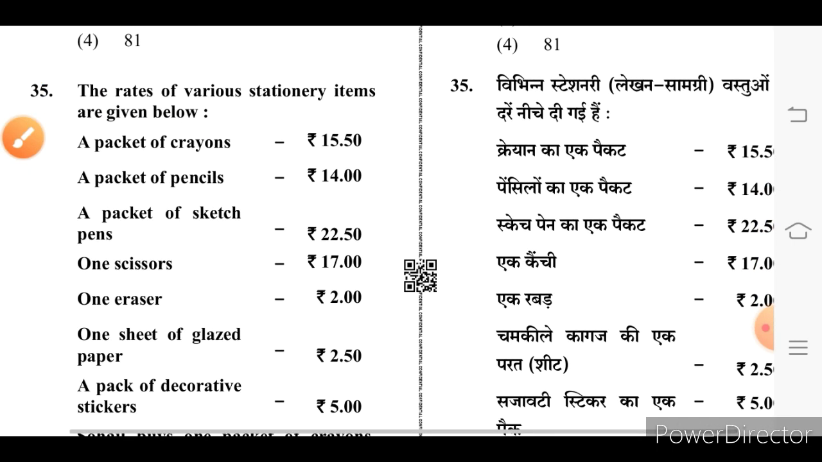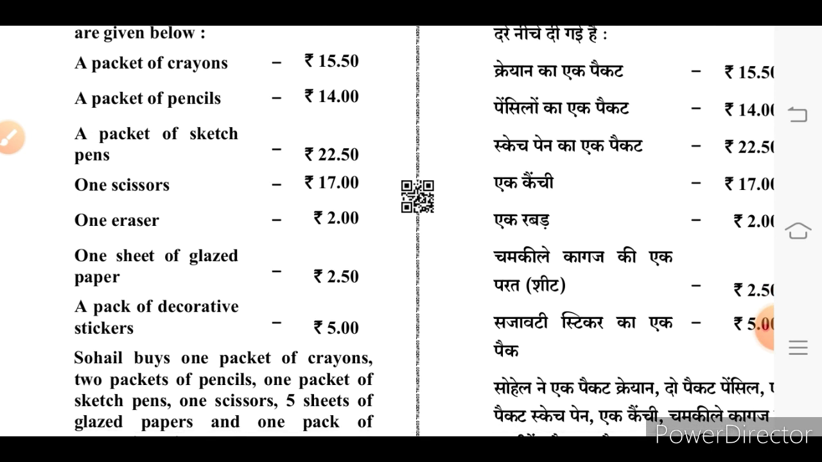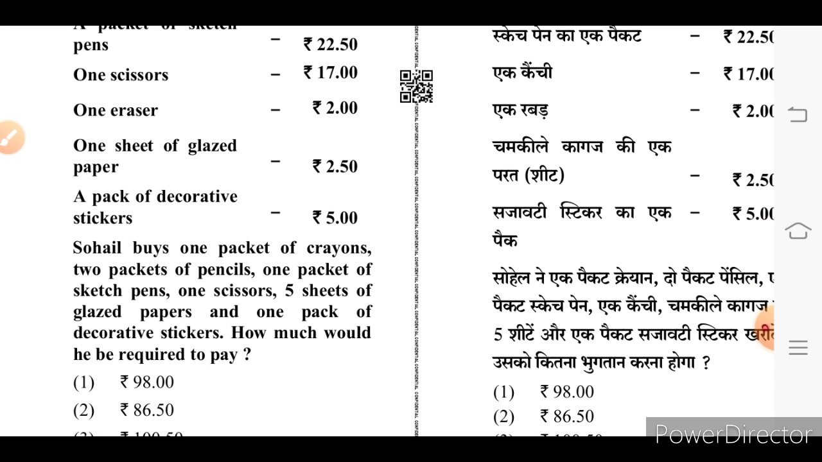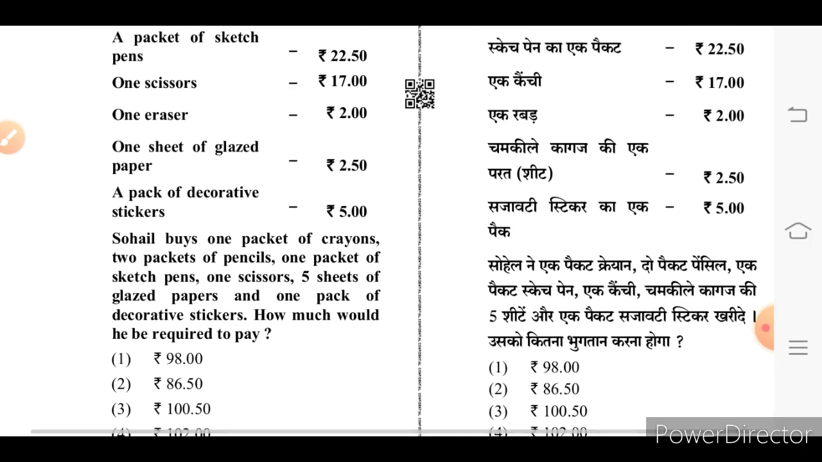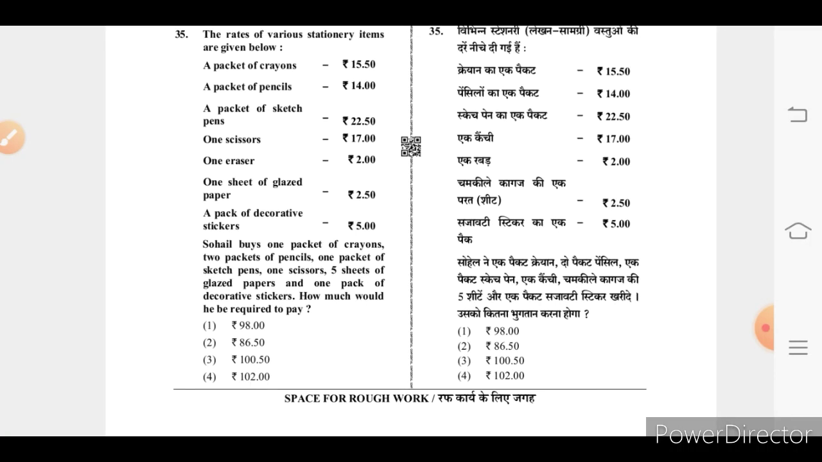Next question. The rates of average stationery items are given below. A packet of crayons 15.50 rupees, a packet of pencils 14, sketch pens 22.50, one scissor and one eraser. Decorative stickers. Sohail buys 1 packet of crayons, 2 packets of pencils, 1 packet of sketch pens, 1 scissor, 5 sheets of glazed paper and 1 packet of decorative stickers. How much would he be required to pay?